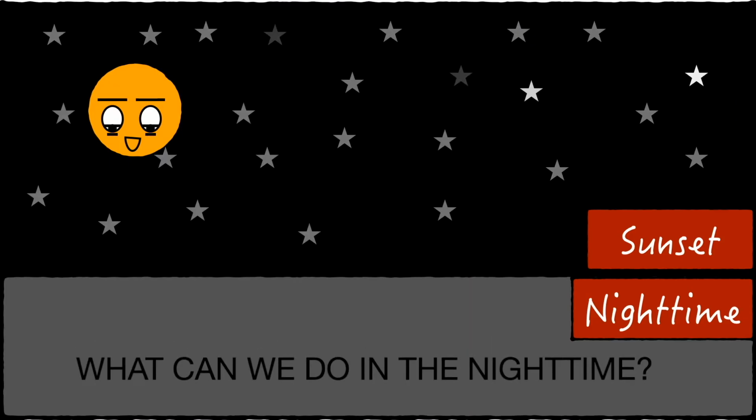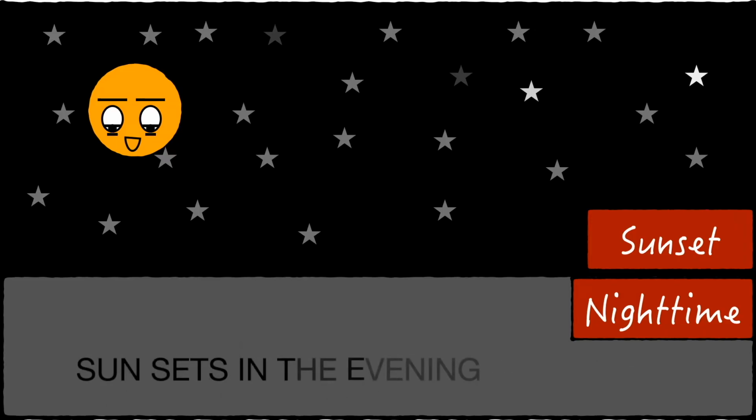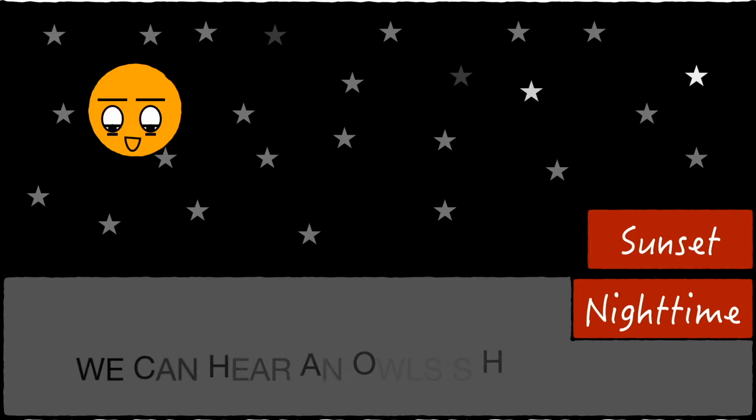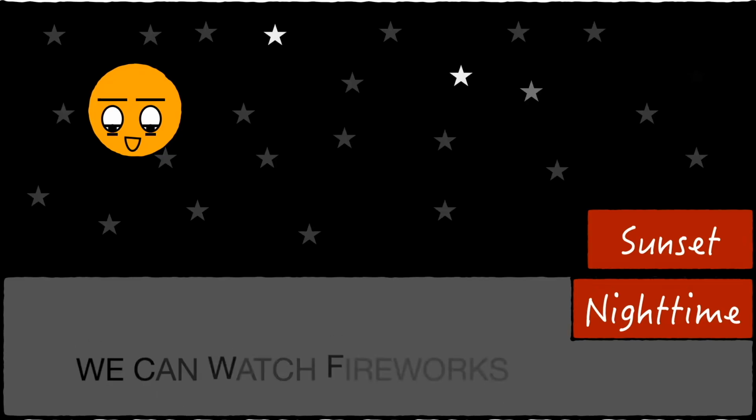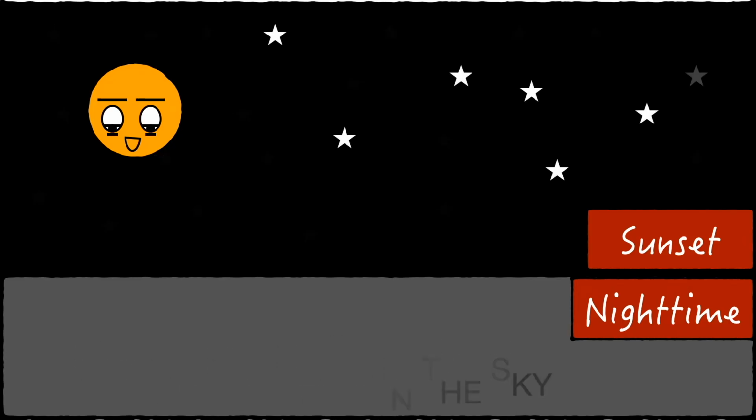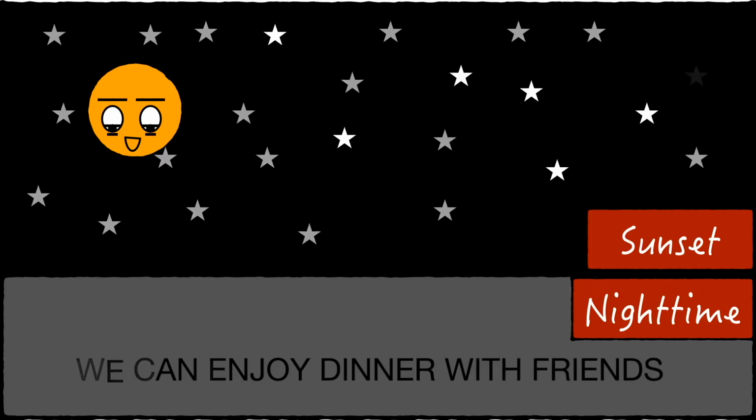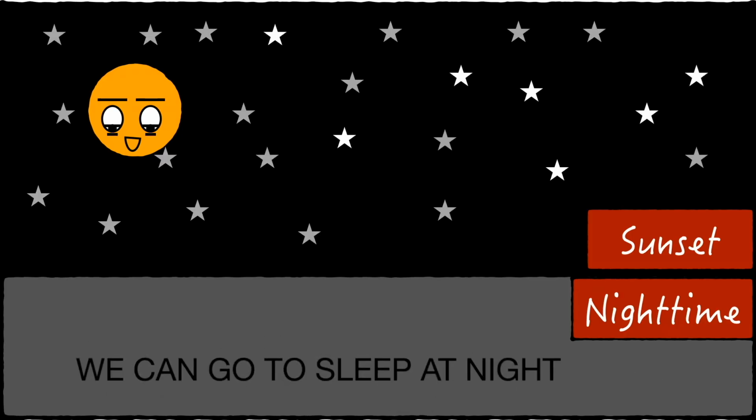What can we do in the nighttime? Sun sets in the evening. We can hear an owl's hoot. We can watch fireworks. We can see stars in the sky. We can enjoy dinner with friends. We can go to sleep at night.